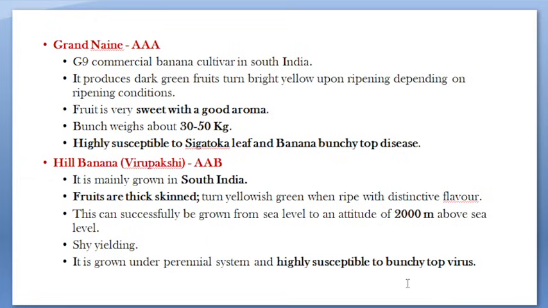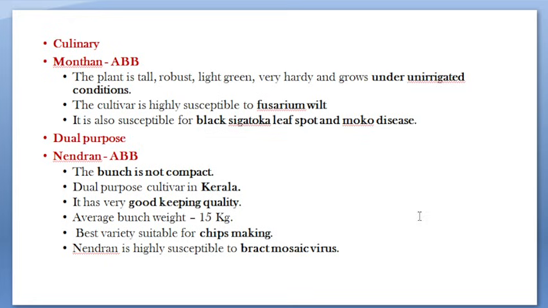It is susceptible to bunchy top disease. It has very thick skin, we can see here, and it can be cultivated around 2000 meters above mean sea level. And some of the varieties suitable for culinary purpose are Monthan.